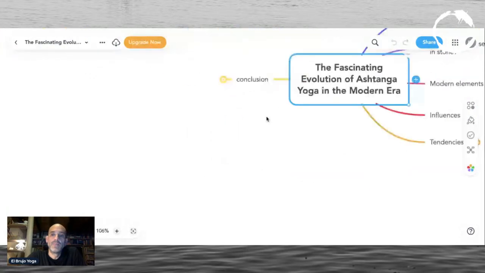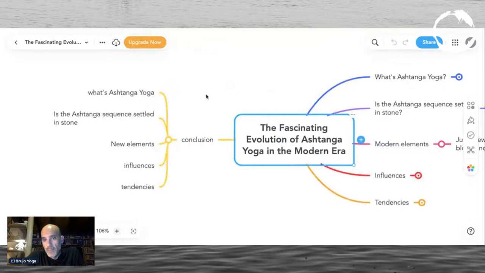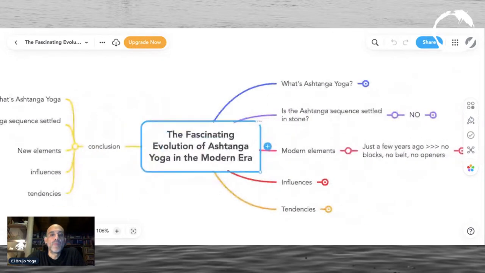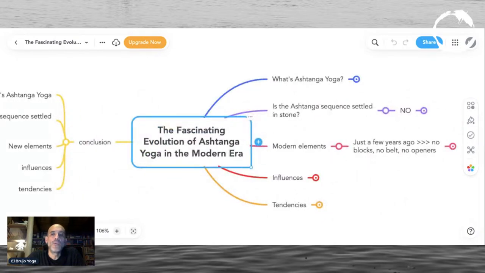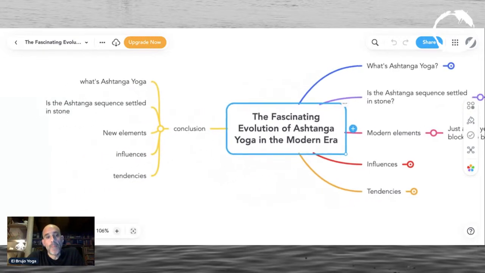And now, to finish, a conclusion. We saw what Ashtanga Yoga is, the eight limbs, the philosophy, and the Ashtanga Yoga of Pattabhi Jois, the Ashtanga Vinyasa methodology. Is the Ashtanga sequence settled in stone? No. There are new, modern elements of yoga, ways of trying to improve or be efficient with your physical practice, influences of teachers, and we were seeing as well the tendencies with a focus on how to practice and what to practice. And I think this would be more or less everything.